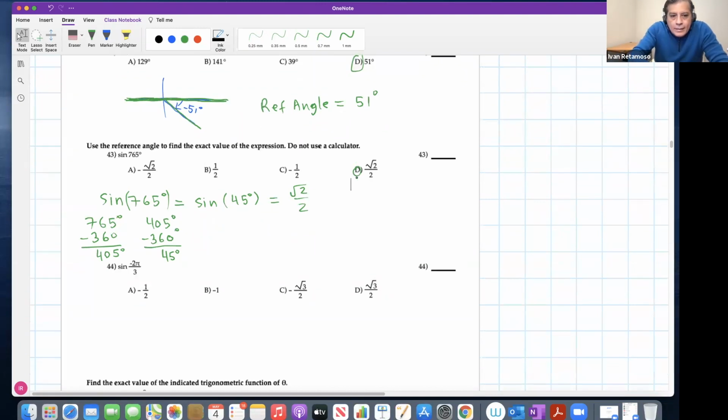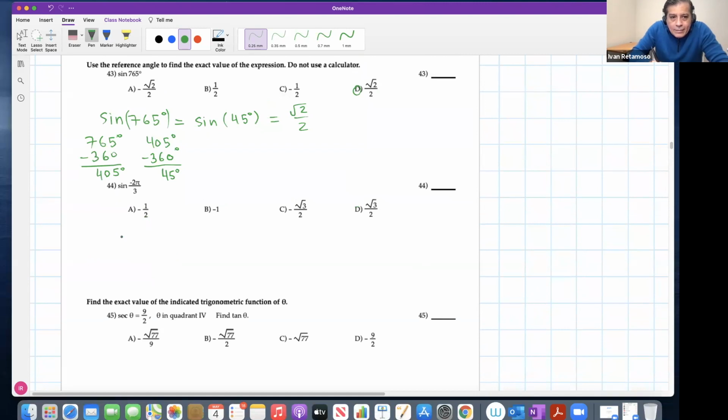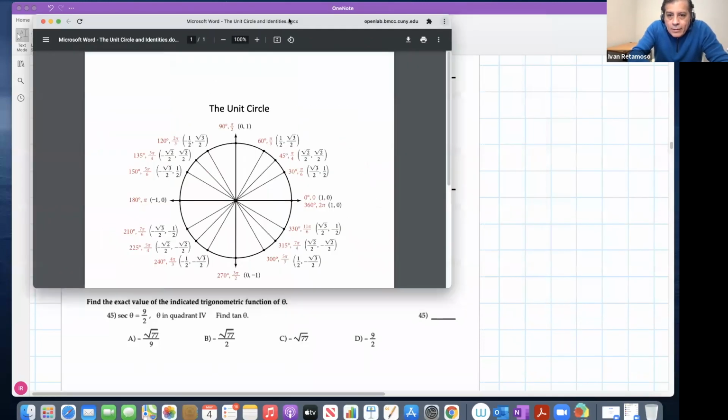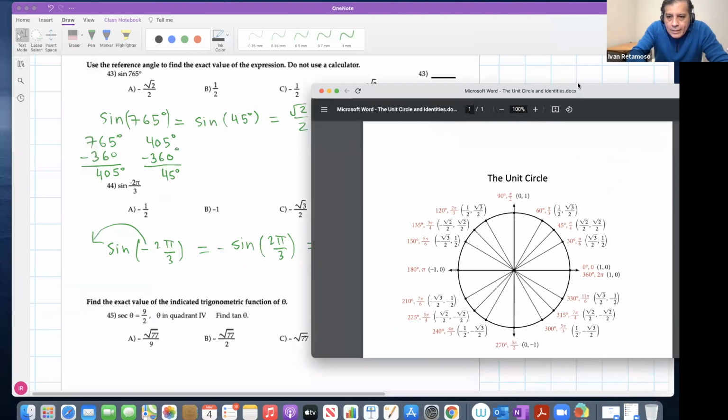Excellent. This one's similar, but first of all, deal with this negative sign this way. Pull out the negative sign and put it outside of sine. We have this property: when we deal with sine, the negative sign can be taken outside of the sine function. Now, if you don't like to work with 2π/3, you can convert to degrees, or you can just notice that this is a special angle. 2π/3 is in our unit circle, notice 2π/3 is here.